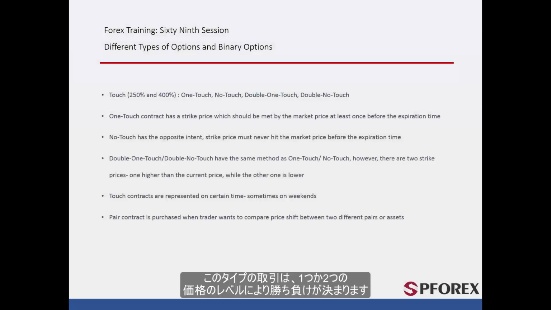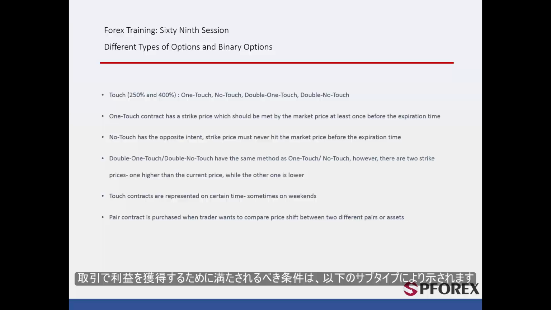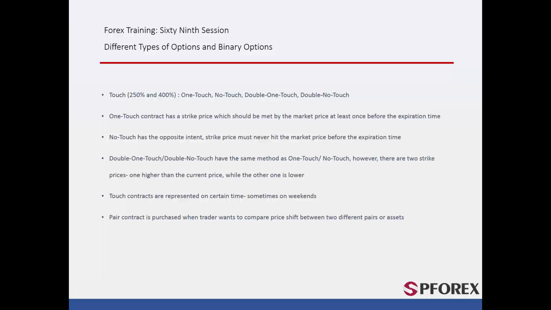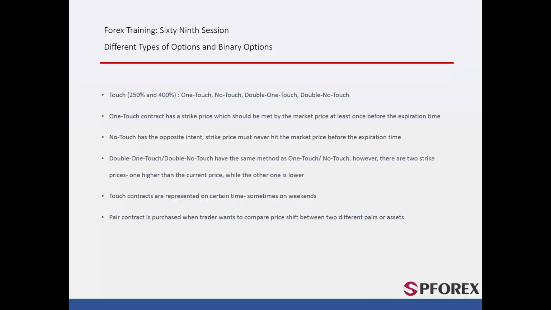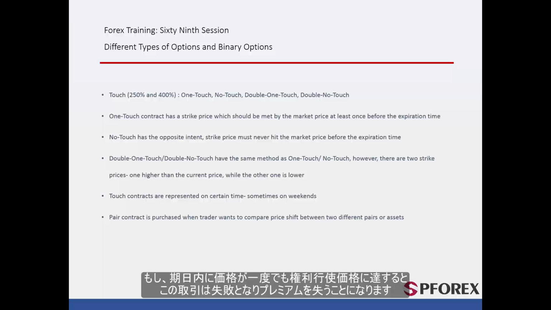Touch. This kind of contract has one or two price levels, which determine the success or failure of a deal. Following subtypes clarifies the contract conditions that must have been fulfilled for a profitable deal. One touch: price must at least reach the strike price before the expiration time. It does not matter if the price crosses or touches the strike price multiple times. The profit is achieved from this contract. No touch: if the strike price is touched or met even once throughout the duration of the contract, a trader will lose the deal and consequently the premium.